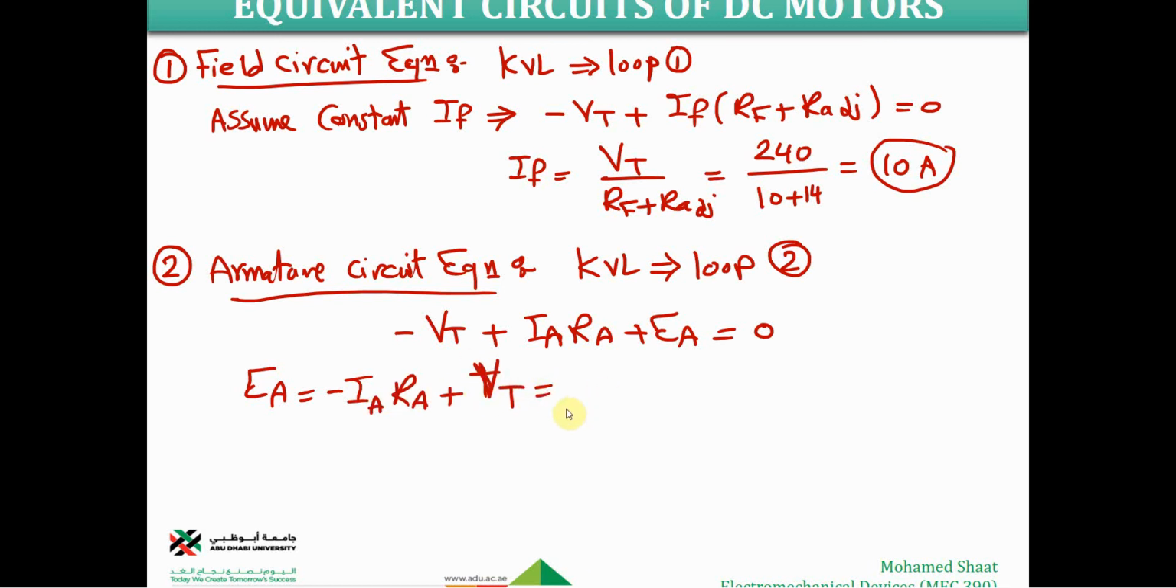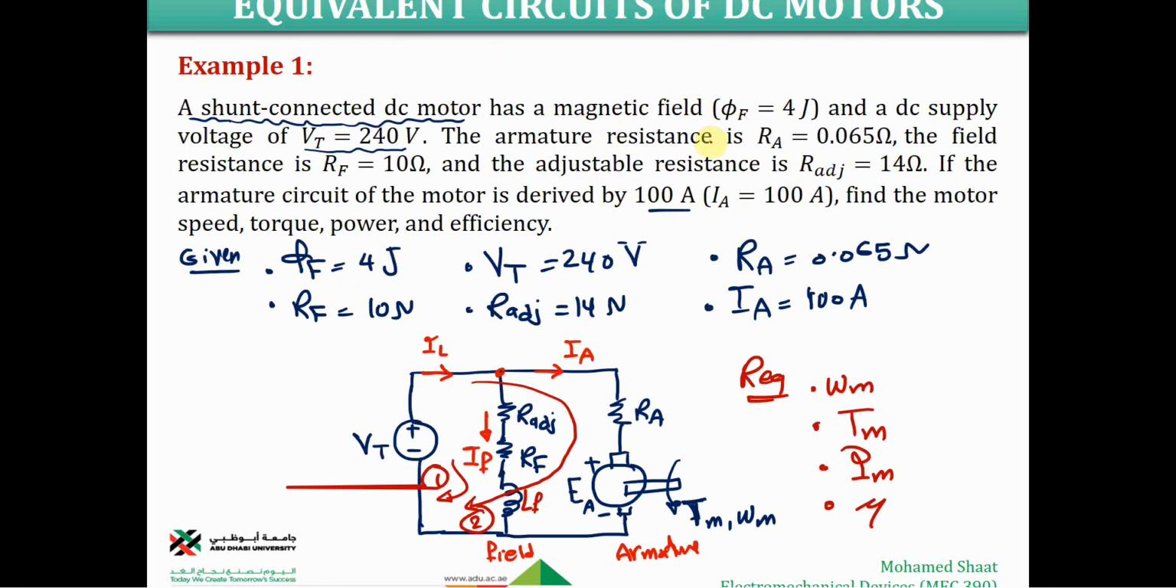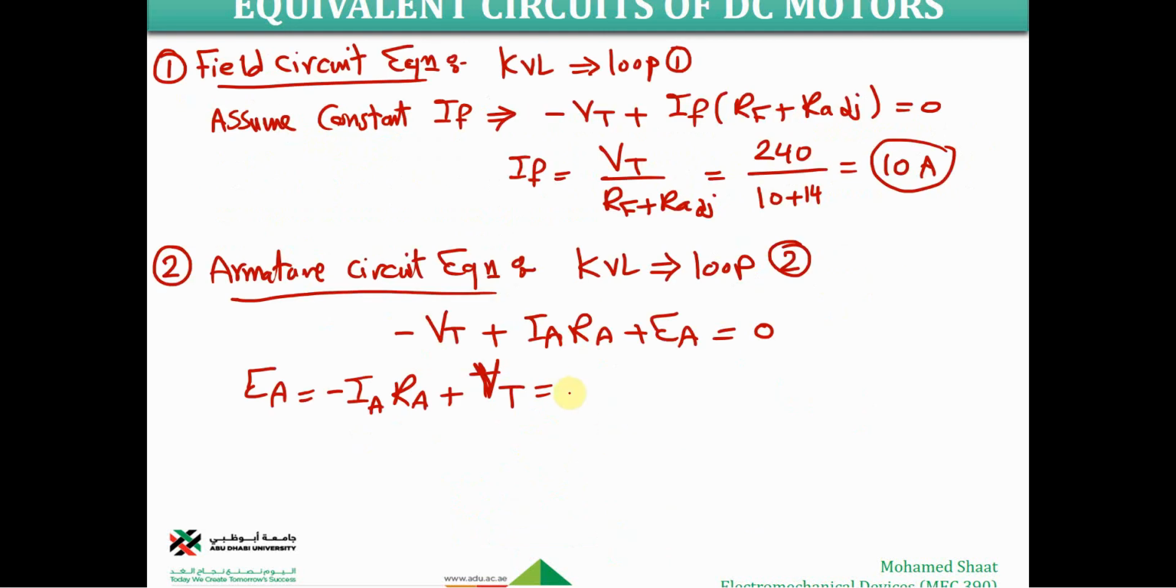We already have IA given by 100 amperes, and RA was given by this little smaller value, 0.065. So this is going to give us 100 times 0.065, and it should be negative, plus the 240. If we did the calculations, we're going to end up with 233.5 volts. This is the output voltage over the armature, and this is the second equation.